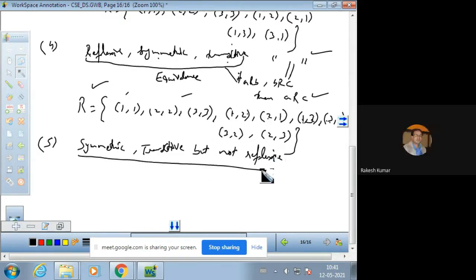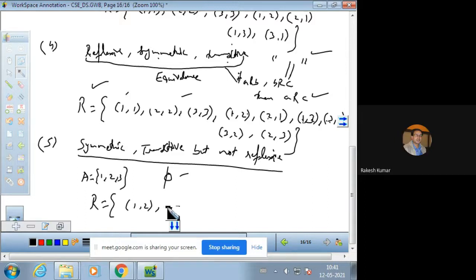The symmetric property is there, transitive property is there, but reflexive is not there. First of all, the empty set relation always satisfies symmetric and transitive, but it is not reflexive. This is a good example. But according to the set A having elements 1, 2, 3, we want that the relation should not be reflexive. So (1,1), (2,2), (3,3) should not be there. So you can take all the remaining elements.